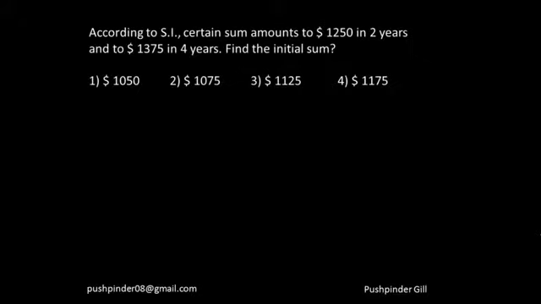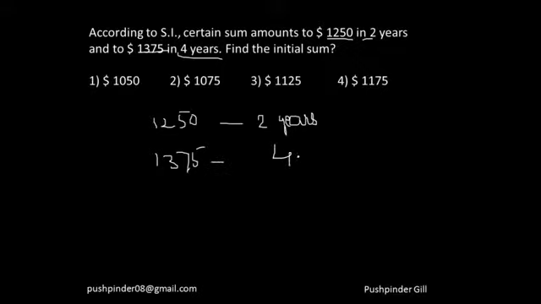According to simple interest, a certain sum amounts to this much in 2 years and this much in 4 years. I have to calculate the initial sum. Even if you don't know the formula, you can still answer these questions. If you apply the formulas, you can calculate it, but let's find a logical way. It is becoming 1250 in 2 years, and it is becoming 1375 in 4 years.